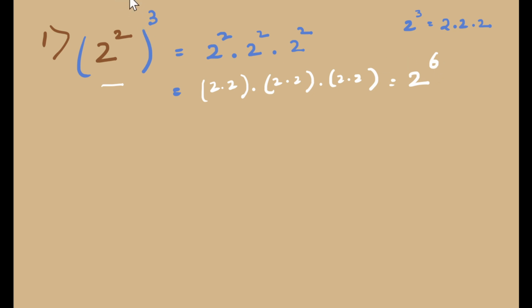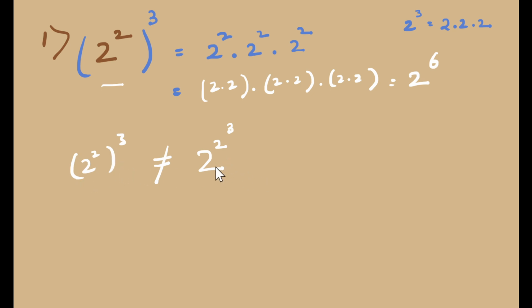Now let's consider one more example. Before I go to the second example, I would just like to tell you that 2 squared raised to the power 3, written in this way using brackets, will not be equal to 2 to the power 2 to the power 3, right? The brackets make all the difference.